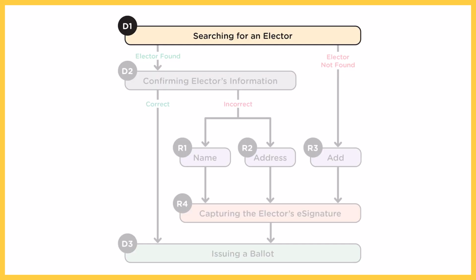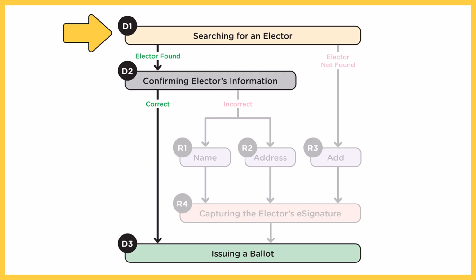All scenarios for processing an elector start at D1 in the guide. In this example, the elector is found in the ePoll book, so you would go to D2 to confirm the elector's information is correct, and then to D3 to issue a ballot.